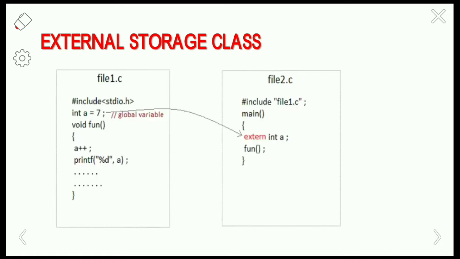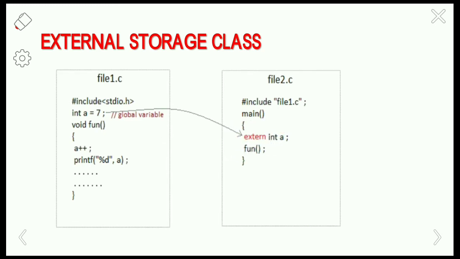Here is a small example of the external storage class, showing how we access a global variable from another program. We have two programs, file1 and file2. I want to access the variable a equals 7. This is a global variable which is defined outside all the functions. I want to access this global variable in another program, so I can access that variable using the extern keyword.